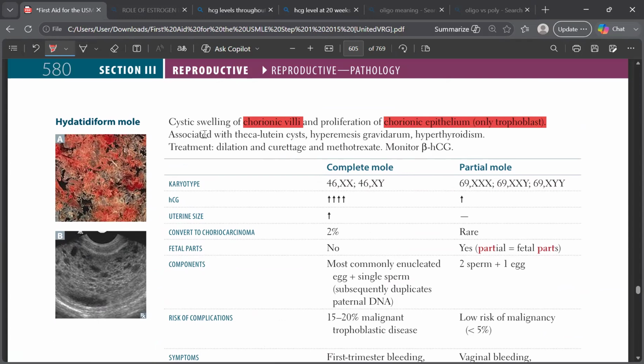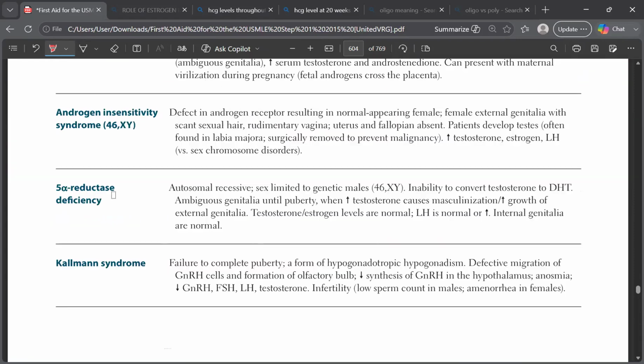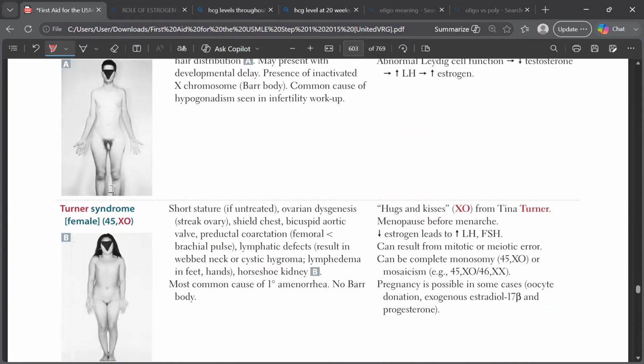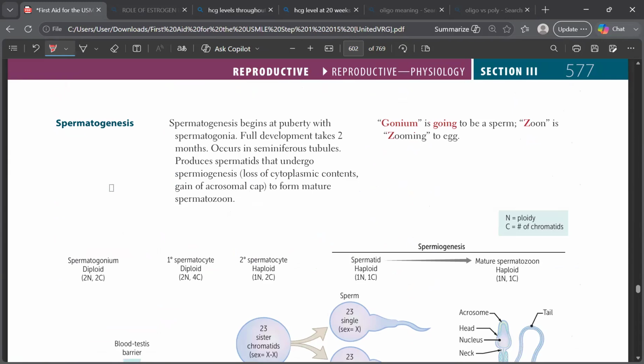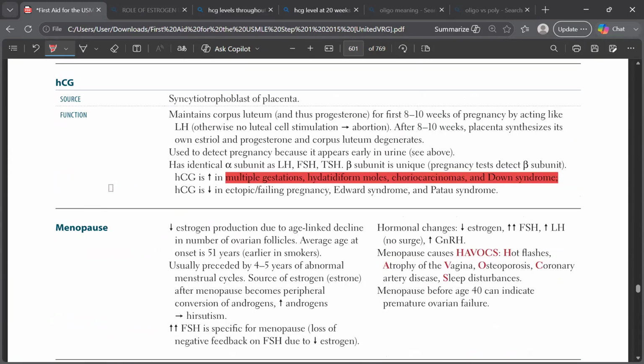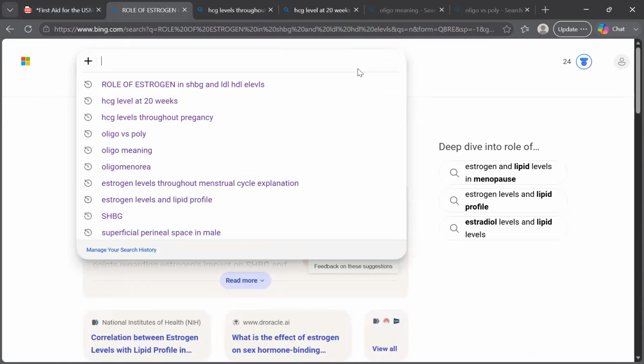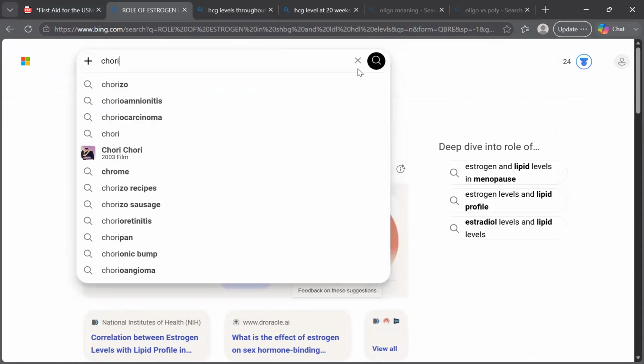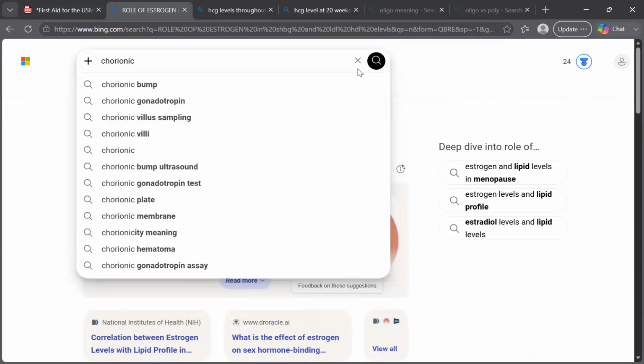So these moles, these cystic swellings of chorionic villi and proliferation of chorionic epithelium, are releasing beta HCG, and thus beta HCG gets high in hydatidiform moles, and it also gets high in multiple gestations and choriocarcinomas. Choriocarcinomas are basically the carcinomas of the chorionic layer of the placenta.